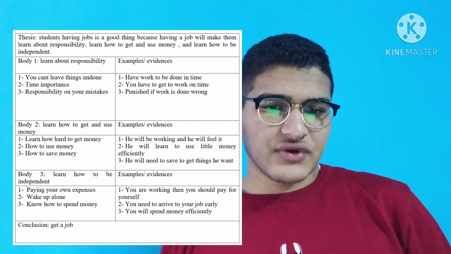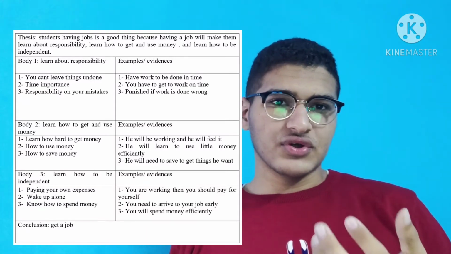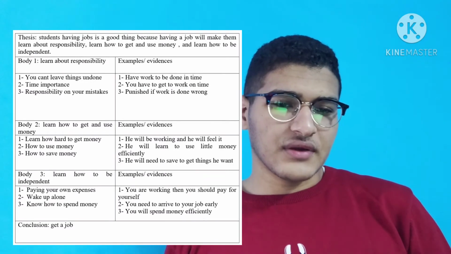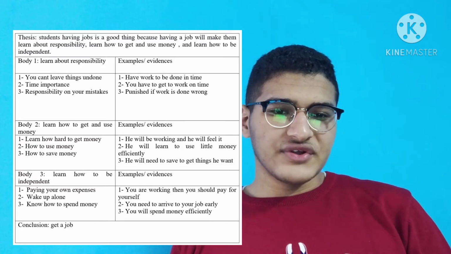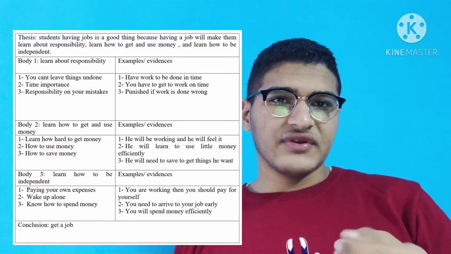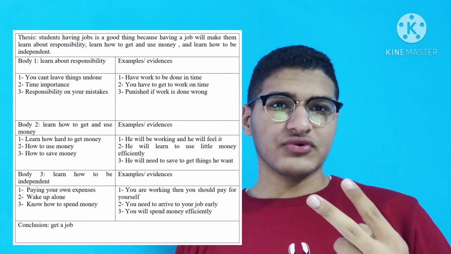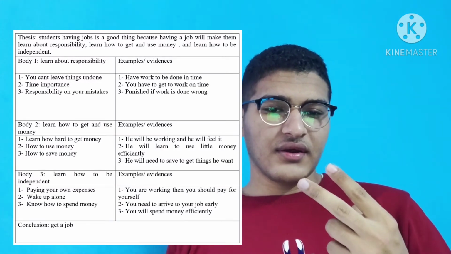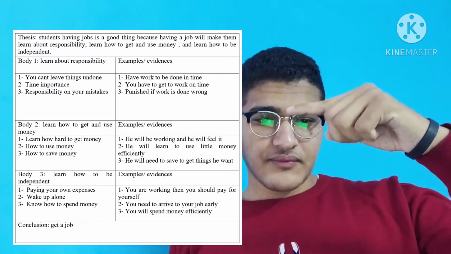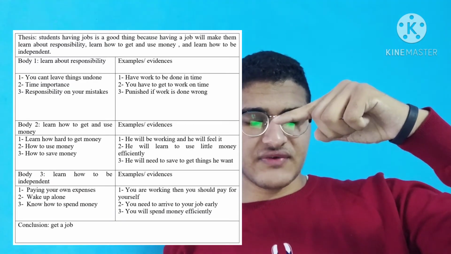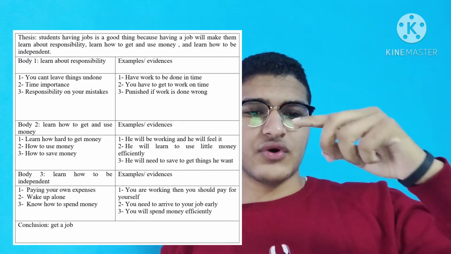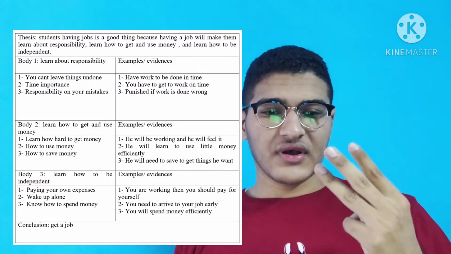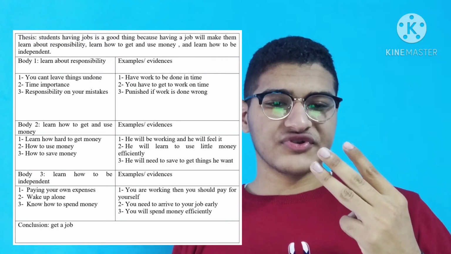You learn that you can't leave things undone when you start doing a job. The evidence for it: you have work to be done in time. You have a due time to give in your work. Second point, time importance. Students will learn how important time is. The second evidence, for the second point: you have to get work done on time. The third point, responsibility for your mistakes.